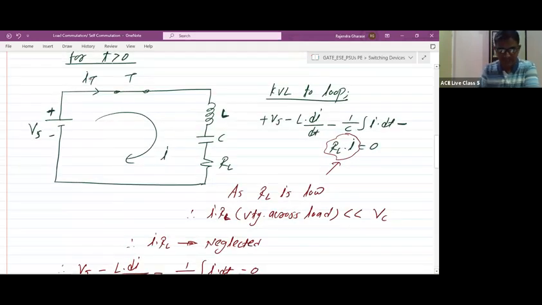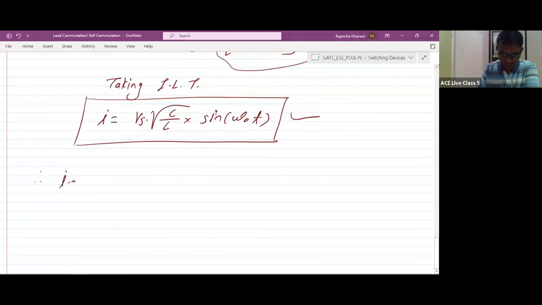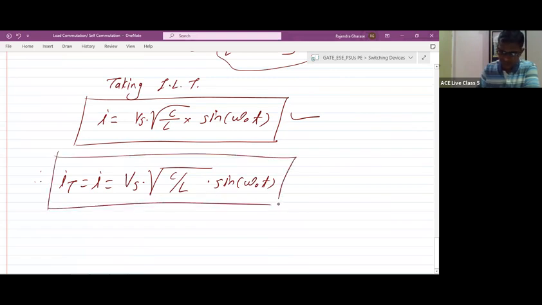Can we say that this I is nothing but IT only? Can we say that this I is equal to IT? Therefore IT is equal to I is equal to Vs into under root C by L into sine of omega 0 t. This is the current through the thyristor, or SCR you can say. Now the current through the SCR is sinusoidal.